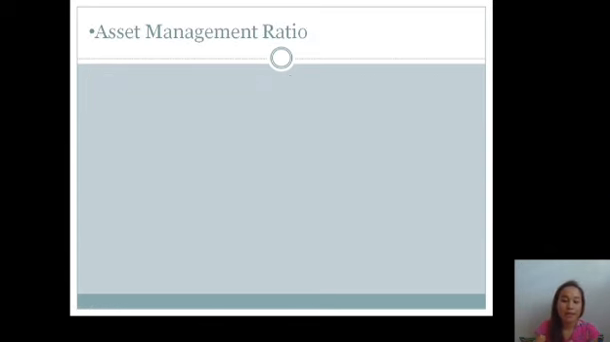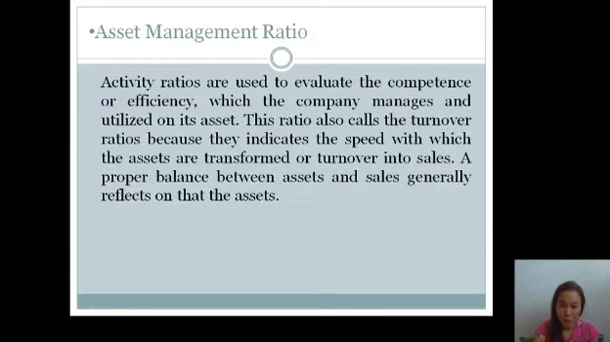So, let's move to asset management ratio. The activity ratios are used to evaluate the competence or efficiency with which the company manages and utilizes its assets. These are also called turnover ratios because they indicate the speed with which the assets are turned over into sales. A proper balance between assets and sales generally reflects that. The asset management ratios are as follows: first is the inventory turnover ratio, then days sales outstanding (DSO), and fixed asset turnover.